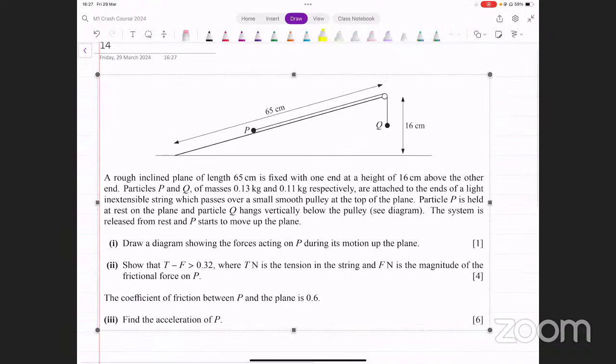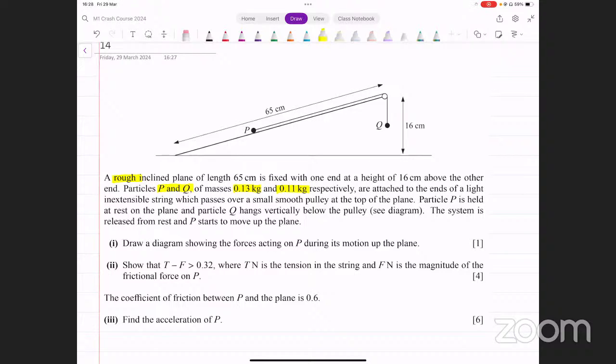Okay, so we can see these two particles. One particle is here, another is here. It's a rough plane. That means there's going to be friction. 65 centimeters and 16 centimeters are visible on the diagram. Their masses are 0.13 kg and 0.11 kg respectively.